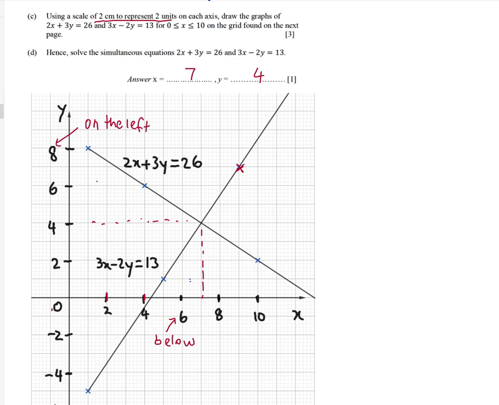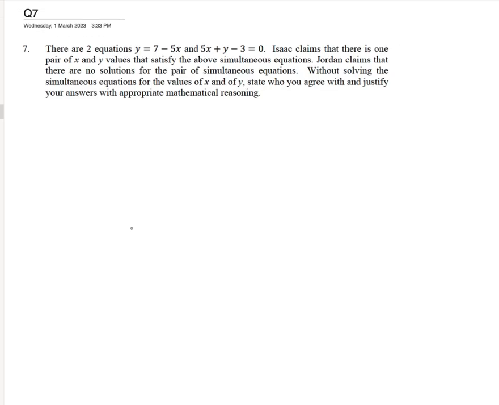Now we move on to the last question. In the last question, we have two straight lines. Isaac claimed that there's only one solution, but John claims that there are no solutions. Before we can determine who is right, we need first to find out what the gradient is. In the first equation, the gradient is negative 5.